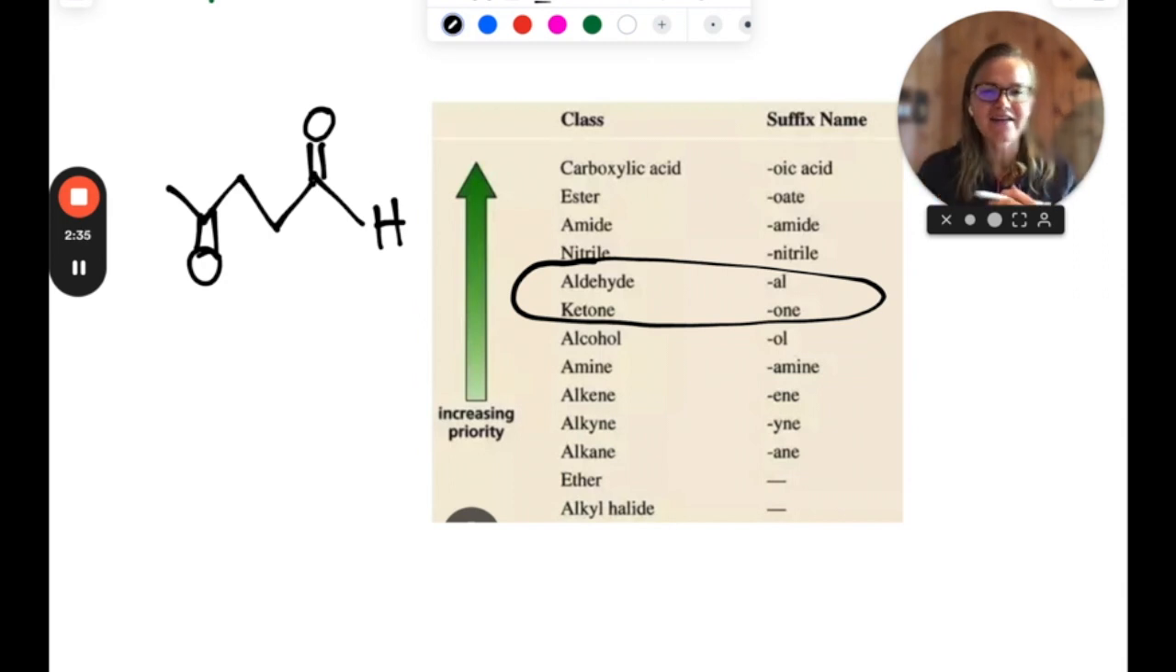Now, why is that? Again, this priority list is based off of reactivity. Aldehydes, because they always have a hydrogen as one of their side groups, are going to be slightly more reactive than ketones. It's easier for another molecule, like a nucleophile, to come in and attack the aldehyde at the carbonyl group, whereas in a ketone, that carbonyl group is sort of protected by the two R groups, so it's harder to attack. So in this case, where we have our aldehyde and our ketone, our suffix is going to get the name of the aldehyde since it has a higher priority.